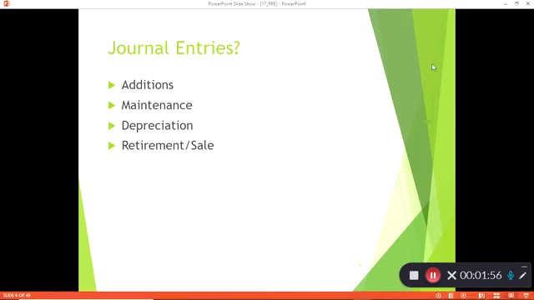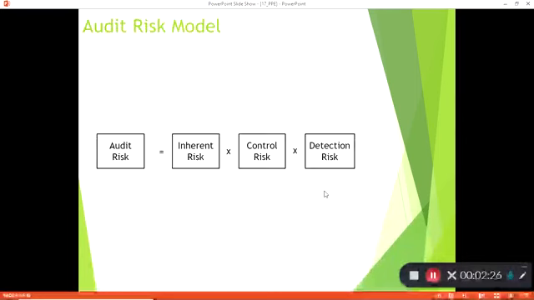The journal entries are the ones you've been doing since intro to financial reporting, financial accounting, as far as adding new PP&E, doing maintenance and repairs, depreciation, retiring the asset, or making the sale. Those are all entries that you'll have done before, so I'm not going to spend time focusing on those. You can, if you'd like to, pause and write those out, but I think we should be pretty well familiar with those at this point.